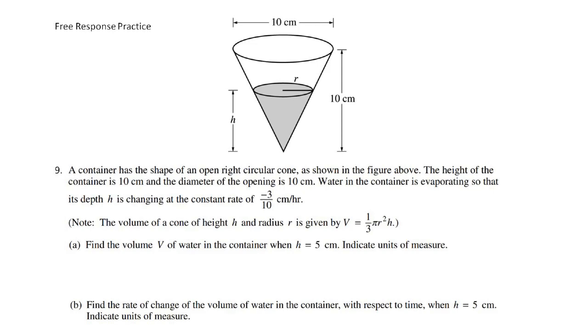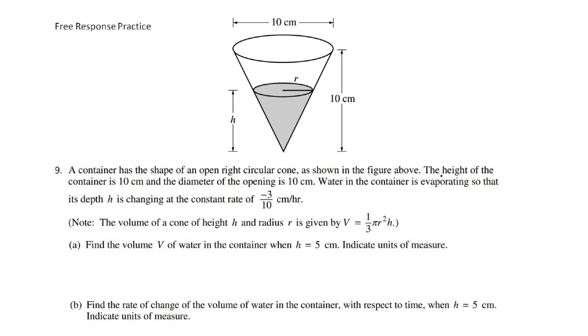Okay, another rate of change problem. Notice here we're told that the container has the shape of an open right circular cone. As shown above, the height of the container is 10 centimeters and the diameter of the opening is 10 centimeters. So this might not seem like a very important part of information, but it really is.